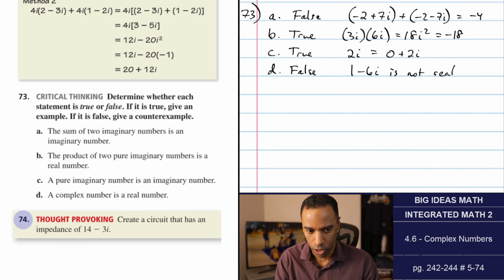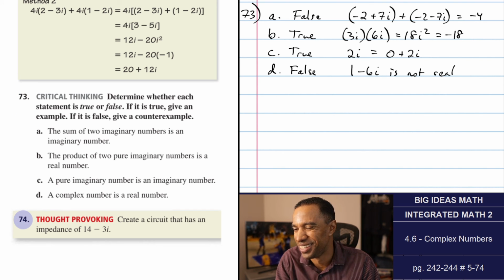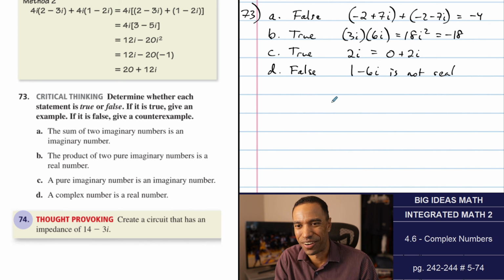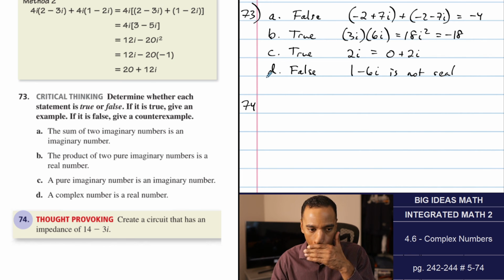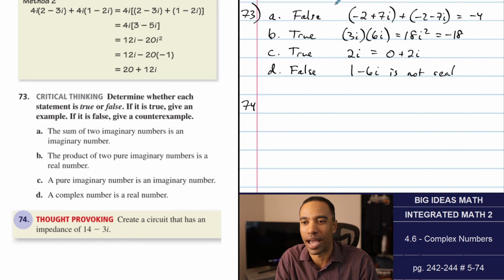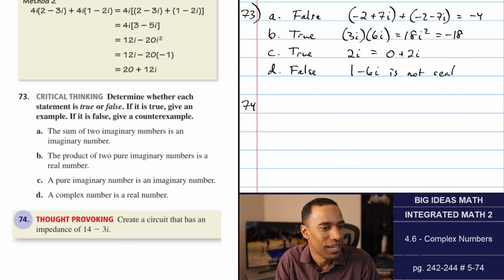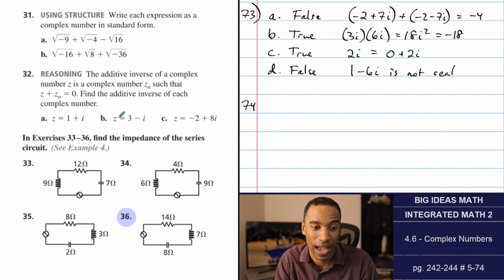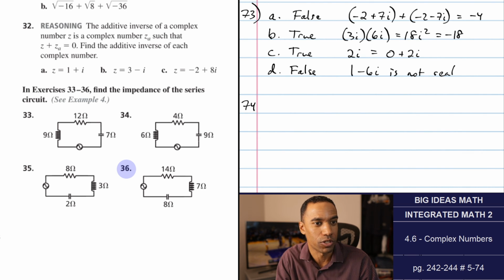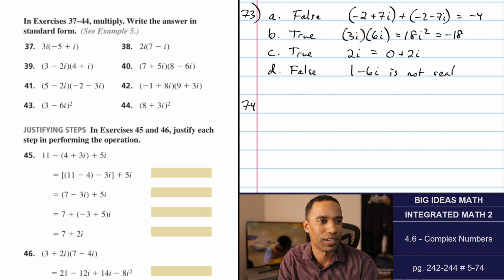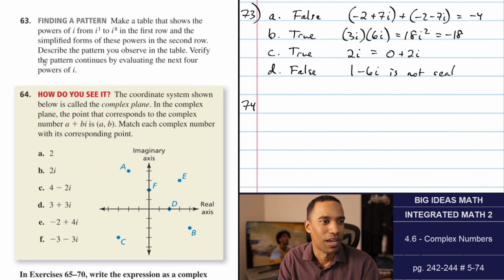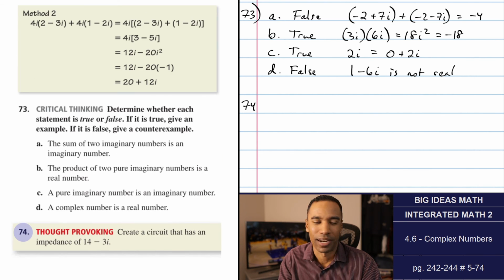Number 74. Create a circuit that has an impedance of 14 minus 3i. I don't even know how to draw that. I mean, I can do it, I just don't know how to draw it. So I'm going to copy. I thought I was out of the loop, no pun intended, on these circuits. Let's see if I can copy and paste just that one part. It won't be perfect, but I'm just going to draw one of those and work it out.